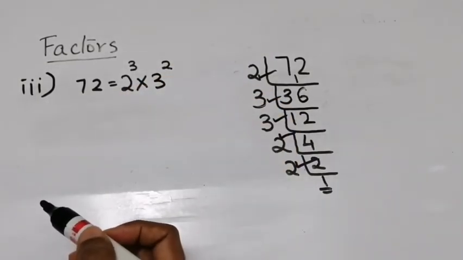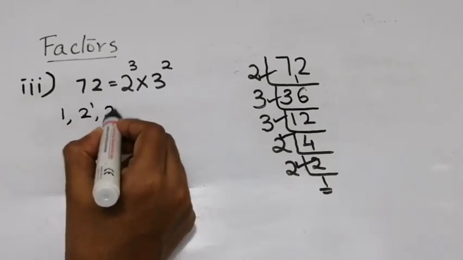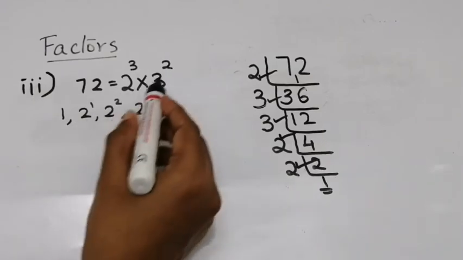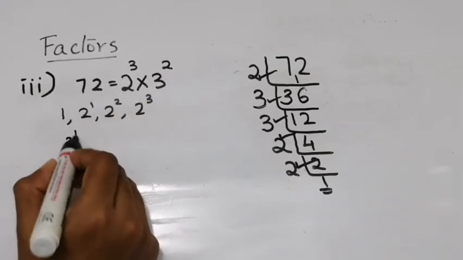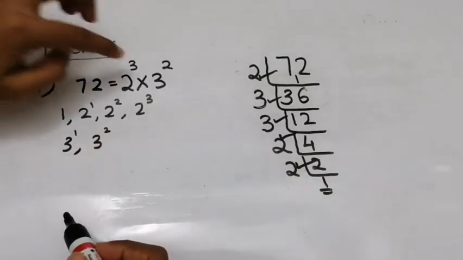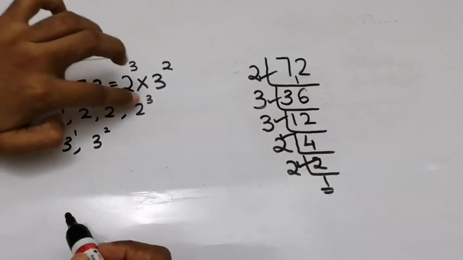Understood? Then how do we have to see the factors? So 1, 2 to the power 1, 2 to the power 2, 2 to the power 3. Next, 3 to the power 2 means 3 to the power 1, 3 to the power 2. Yes or no? 2 to the power 3 means 1, then 2 to the power 1, 2 to the power 2, 2 to the power 3.